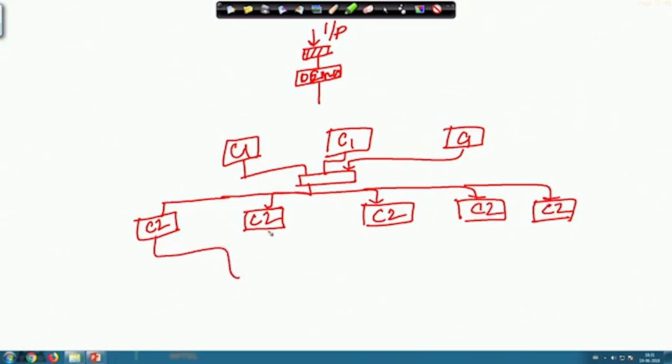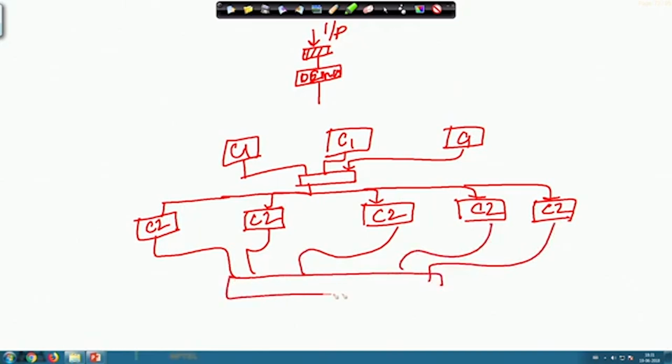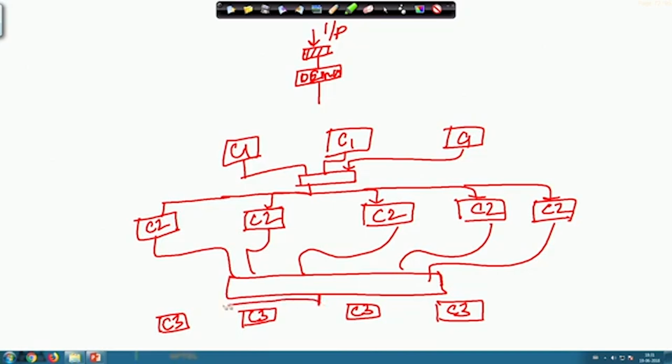Then again this will be connected to one block which is basically connected to the corresponding, this is C3, C3, C3, C3, and this will be connected to this. Then again I need one multiplexer. So, this will produce one single output which is nothing but your Y.